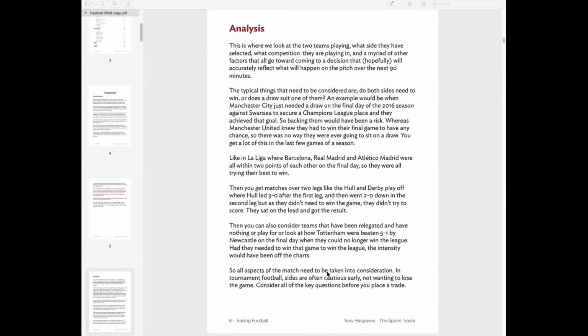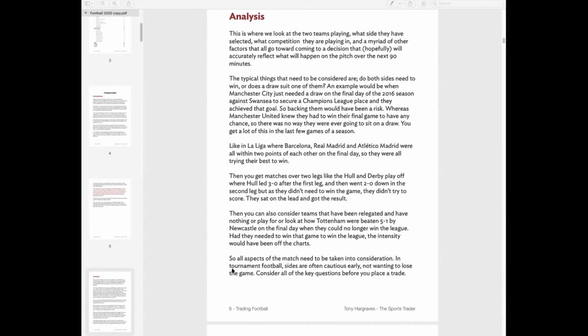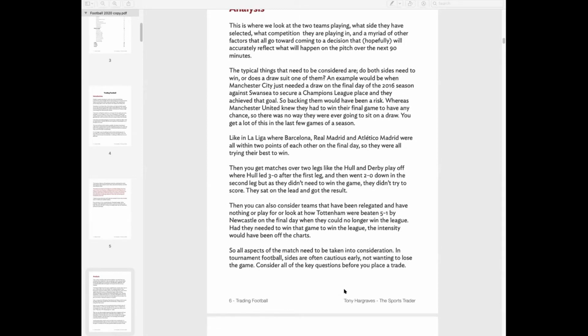And then you get to Euro Championships and World Cups. You know, there's a lot of low-scoring games in the first round because nobody wants to lose the first game of the tournament. Puts you right on the back foot. So they'd rather draw than get beat. So all aspects of the match have to be taken into consideration.